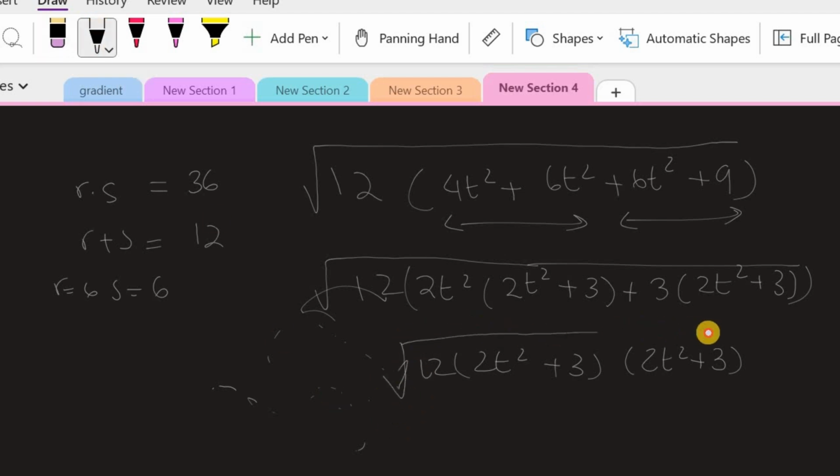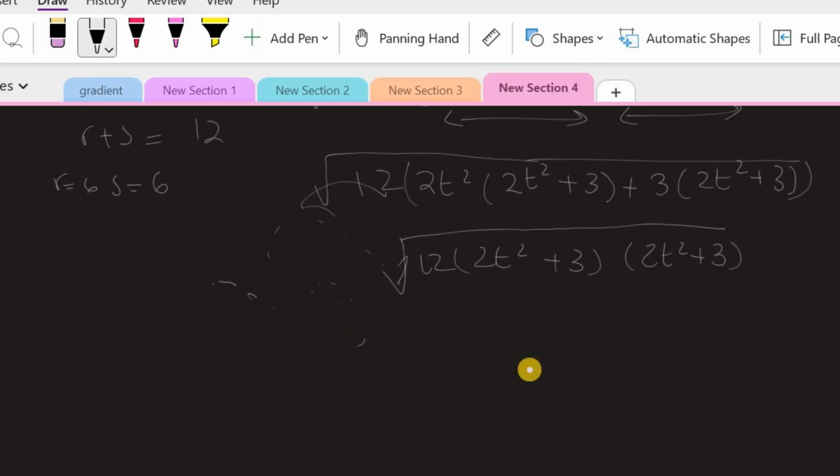Okay, so you need to square root this, and then so here, like I explained before, x times x is the same as x squared, just like that.